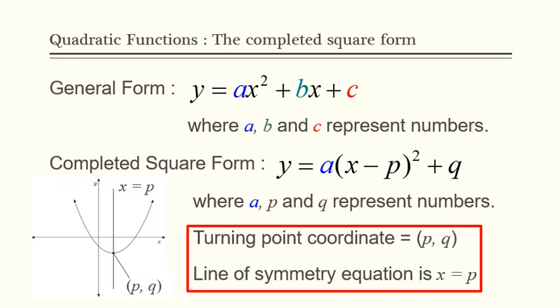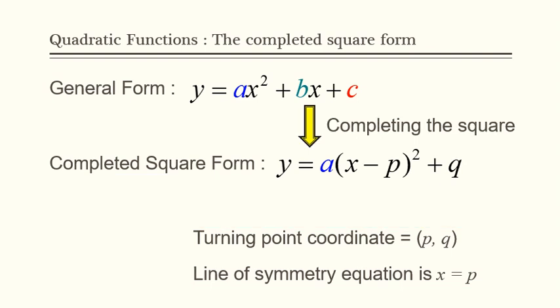The completed square form is particularly useful because the turning point x and y coordinates may be read off as p and q values respectively. Furthermore, the equation of its line of symmetry is given by x equals p, since the line of symmetry coincides with the turning point.